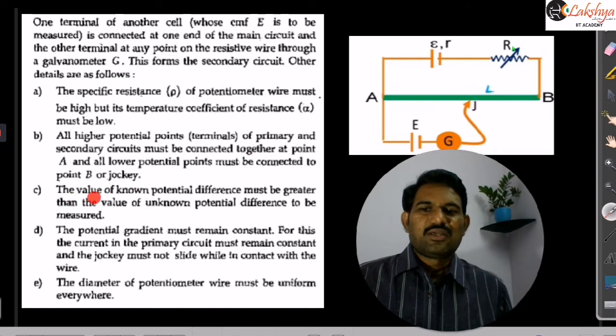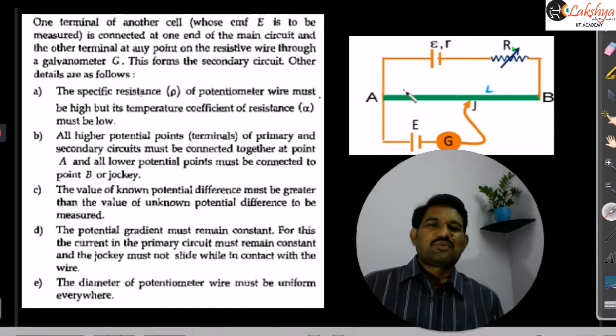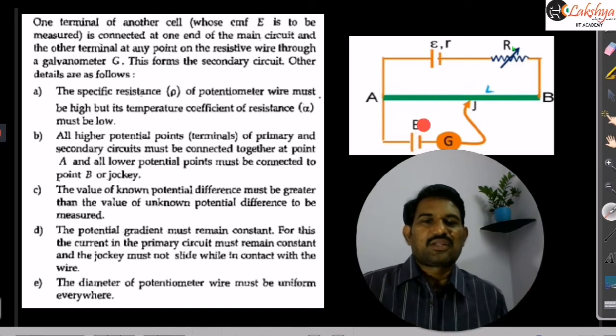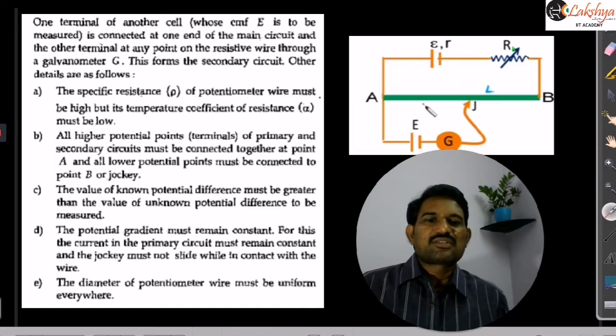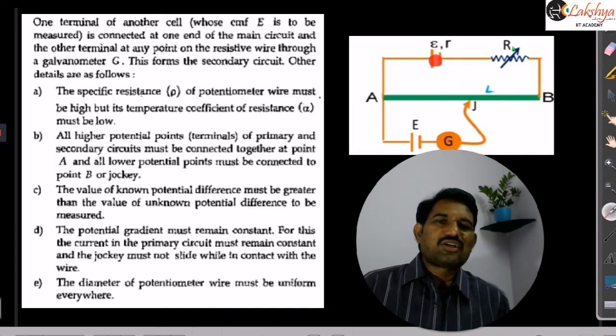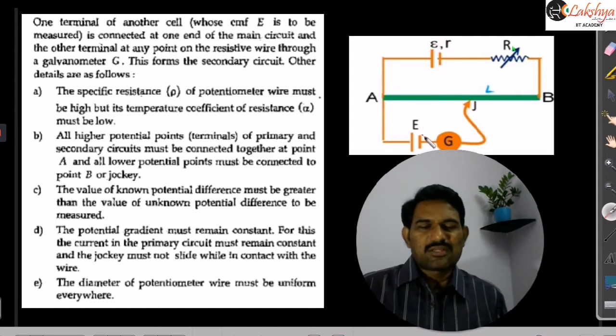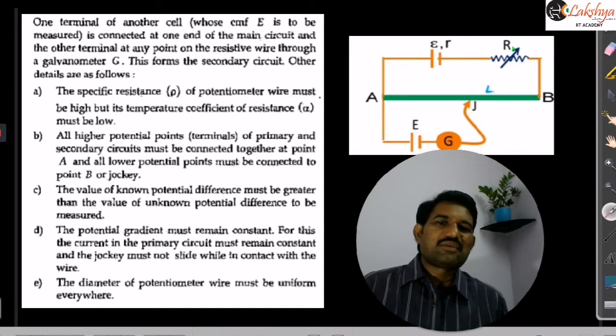The value of the known potential difference must be greater than that of the unknown potential difference to be measured. So this is another important condition to use the potentiometer here. The EMF of the cell to be measured, or the EMF of the unknown cell, must be less than the EMF of the cell used in the primary circuit here. What it actually means is that the EMF of the cell must be less than the potential difference across this AB here. That is the actual proper condition.